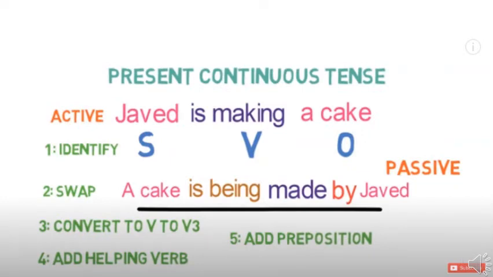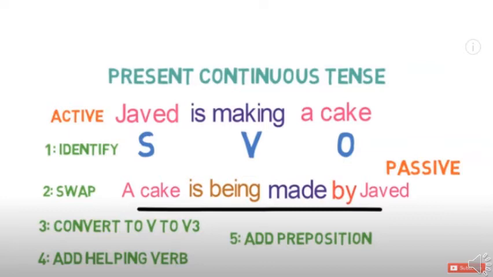Let's see the example of present continuous tense. Active voice. Javed is making a cake. To convert active to passive, again we will use 5 steps. That is, first step is to identify subject, object and verb. Here, who is performing the action? It's Javed. So, Javed is subject. And what is the action performed? It's making. So, making is the main verb. And what's at the receiving end? It is a cake. So, it's an object.